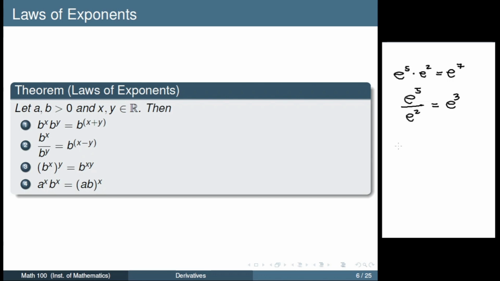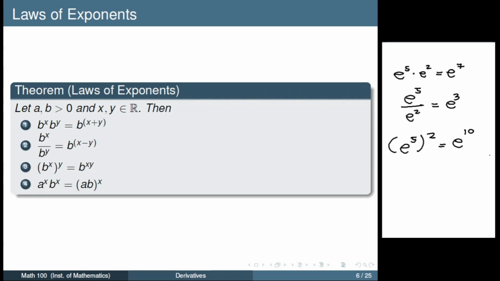Then, kapag ang b to the x naman ay naka-raise sa y, then you can take the product of the exponents. So, for example, you have e to the 5, and then you raise the whole thing to 2. So, this equals e to the 5 times 2, which is just 10.